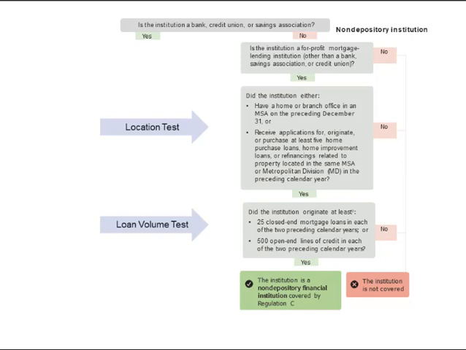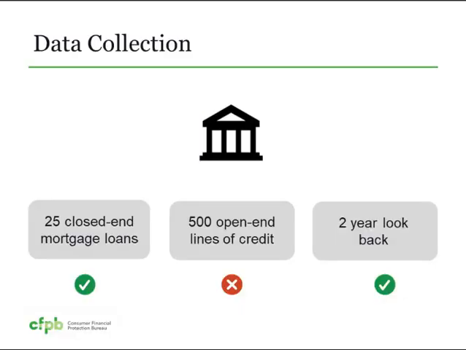If not, the institution would look to see if it received applications for, originated, or purchased 5 or more covered loans related to property located in the same MSA or metropolitan division, known as an MD, in the preceding calendar year. If the non-depository institution meets either of these two criteria, then we move on to the loan volume test, which is whether the institution originated at least 25 closed-end mortgage loans in each of the two preceding calendar years, or at least 500 open-end lines of credit in each of the two preceding calendar years. The emphasis on the loan volume test is on "or."